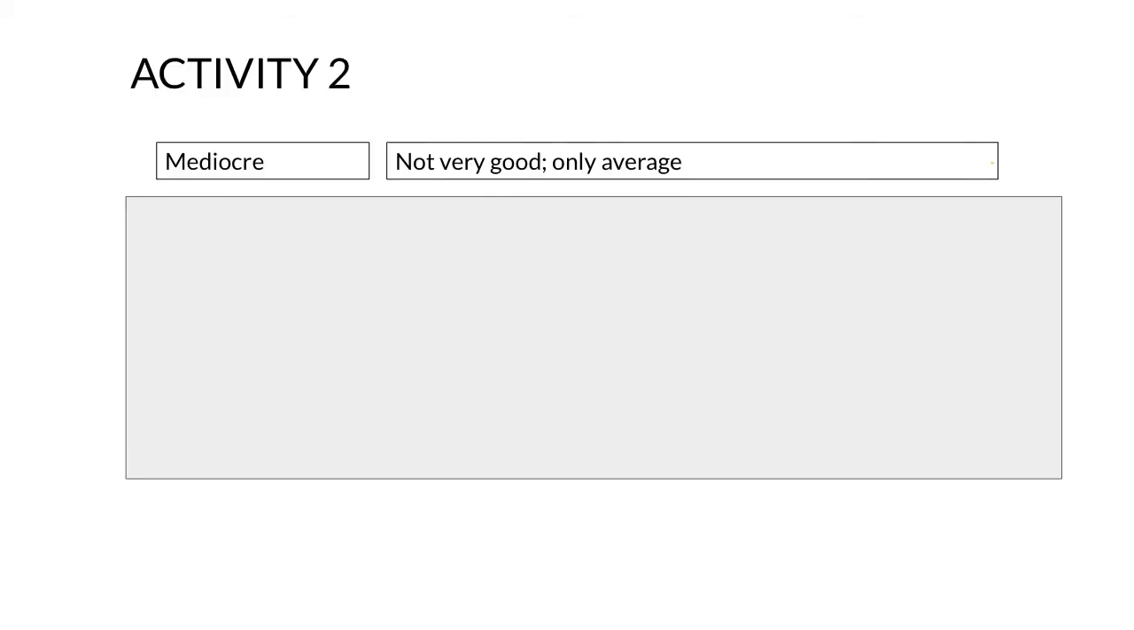Okay, the first word we're going to learn the definition of today is mediocre. So this is said mediocre. That means not very good, only average. Just don't get confused when we say that mediocre means not very good. It doesn't mean that you're bad, it just means that you're middling. You're not excellent and you're not terrible, you're just in the middle.